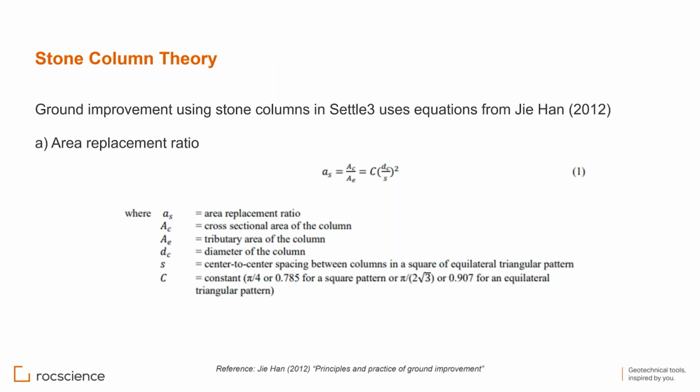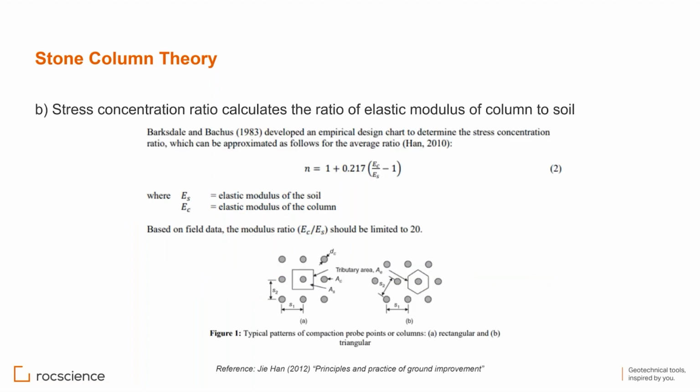The stone column theory: the ground improvement using stone columns in Settle3 uses the equations from Jim's paper. First we calculate the area replacement ratio, which relates the cross-sectional area of the columns, the tributary area of the columns, the diameter of the columns, the center-to-center spacing between the columns, and the constant value for either a square or a triangular pattern. So this will then calculate the equivalent or effective area impact of your stone columns on the soil.